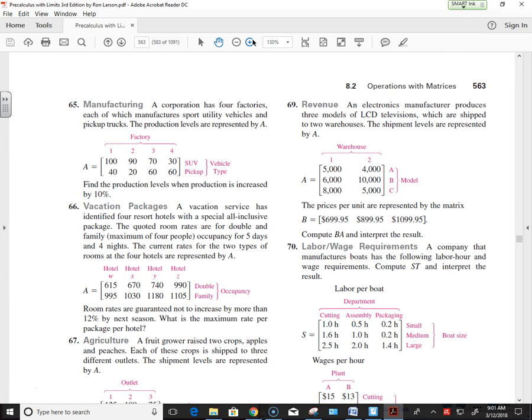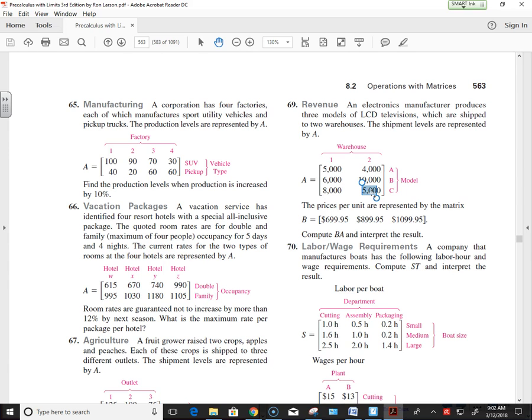Number 69 gave you, oh, those numbers aren't too bad. I mean, they're kind of nasty, but they're all nice and even. An electronics manufacturer produces 3 models of LCD TVs, shipped to 2 warehouses. Oh, 3 types of TVs, 2 warehouses. Okay. Yeah, it's a 3x2, exactly. So if you figured out the 3 types and the 2 warehouses, you could have kind of figured out the meaning. Anyway, the prices per unit are represented by the matrix.